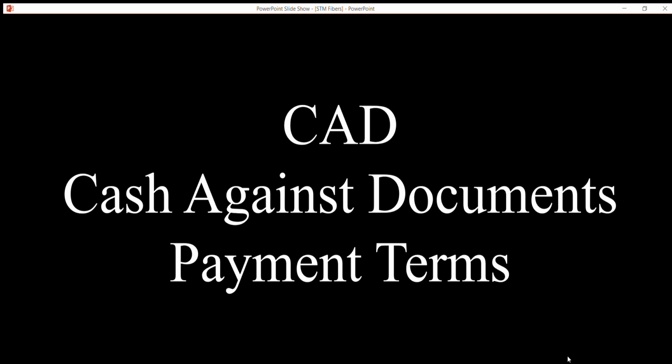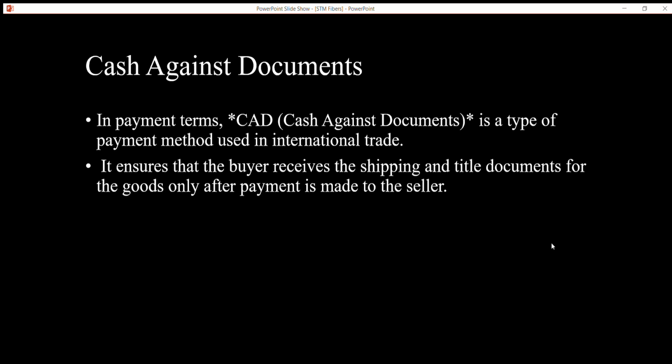Today we will discuss the important payment terms used in finance in buying and selling, which is CAD. CAD stands for cash against documents. In payment terms, CAD is a type of payment method used in international trade.